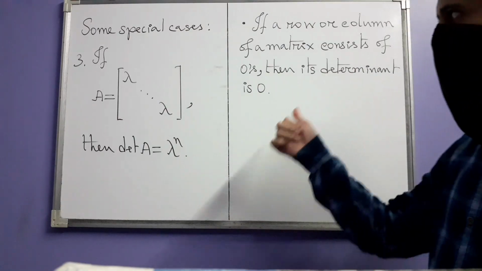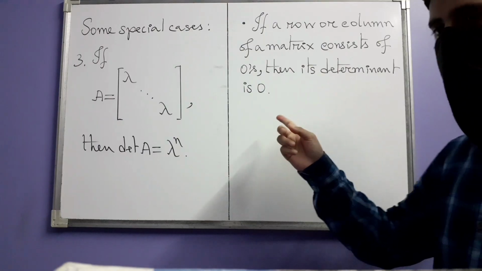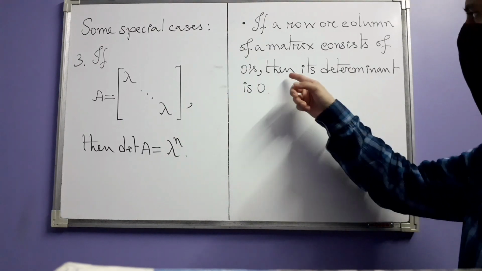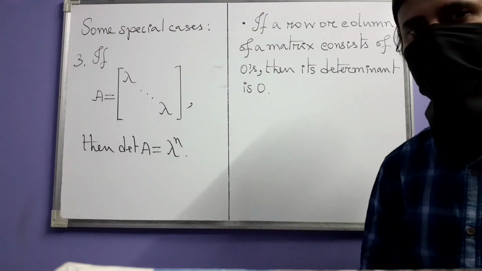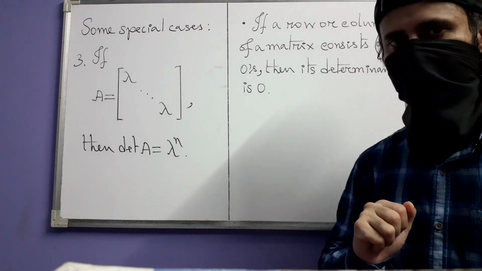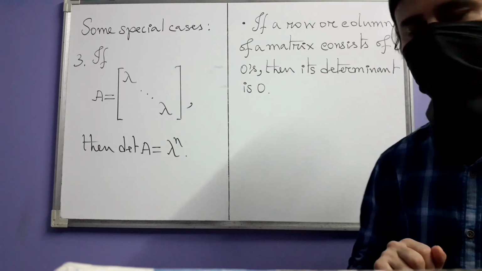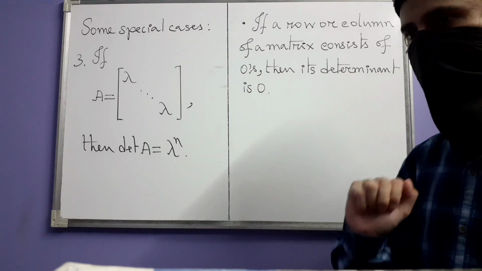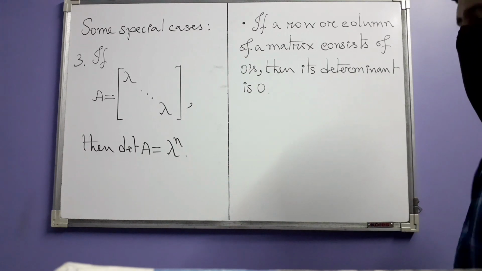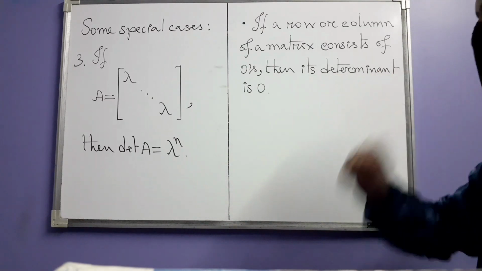Next we have this fact: if a row or column of a matrix consists entirely of zeros, if every entry is 0, then its determinant is 0. Actually, none of these facts is new to us because we have worked with determinants before in school, and there we have already encountered all these things. But let's try to understand from our general definition of determinant how this is true.